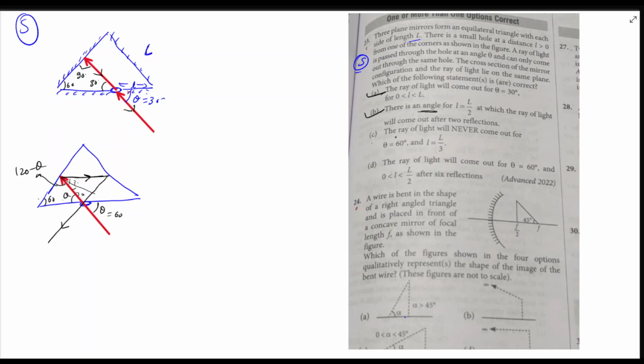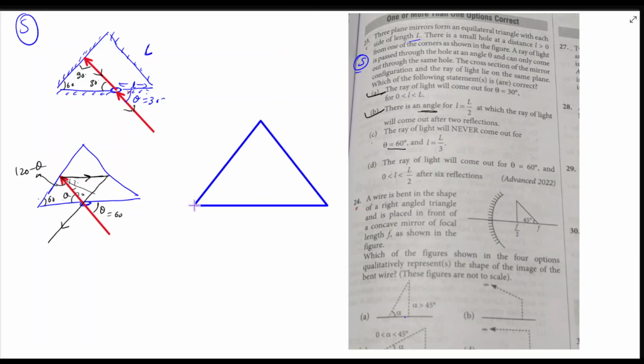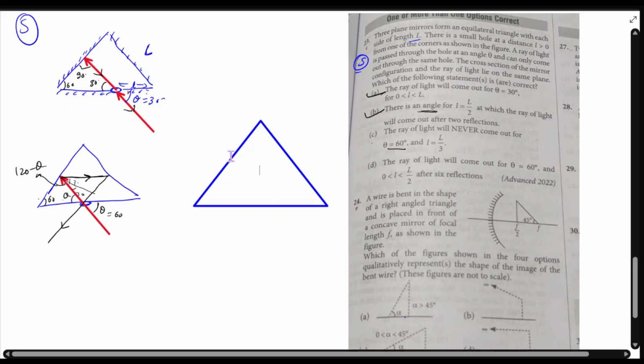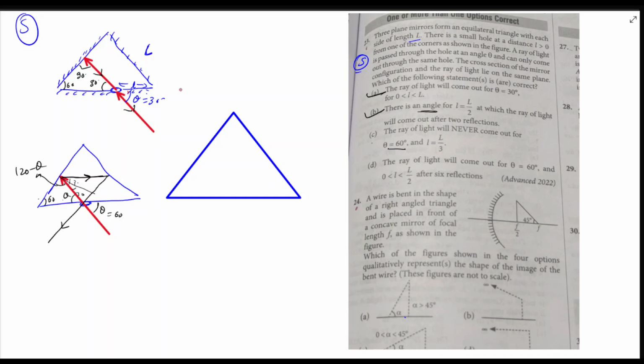Now let's look at the C part. The ray of light will never come out for theta equal to 60 degrees and l equal to L by 3. So we have to make another situation. This is our triangle, and we have a ray like this.